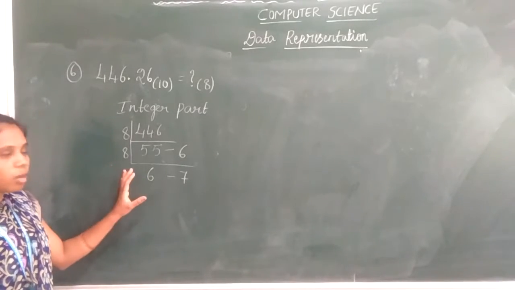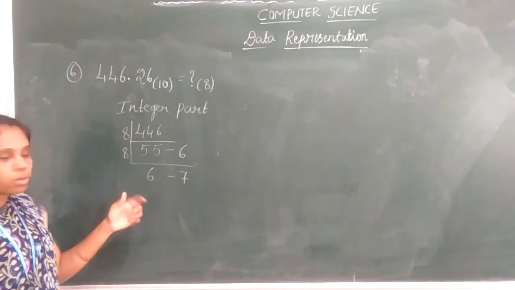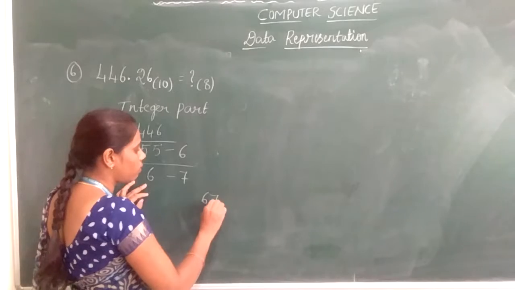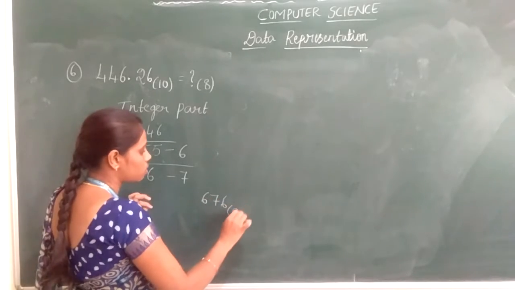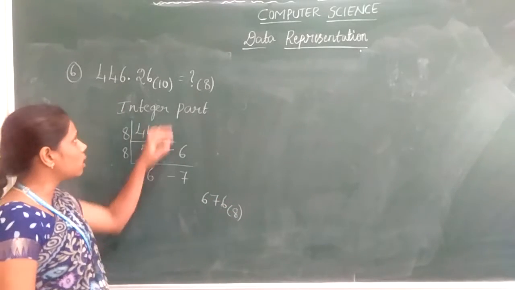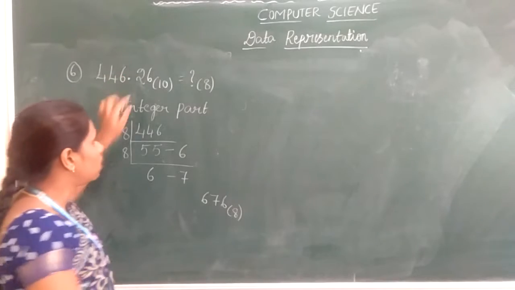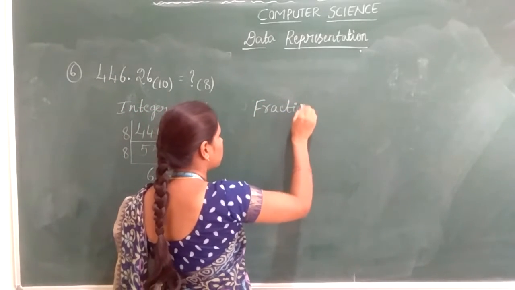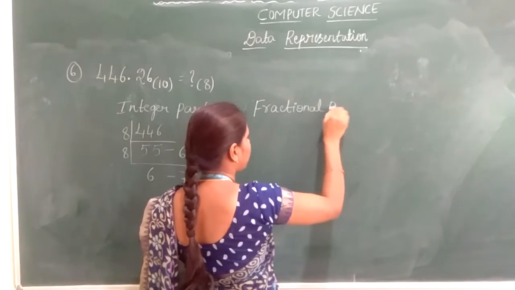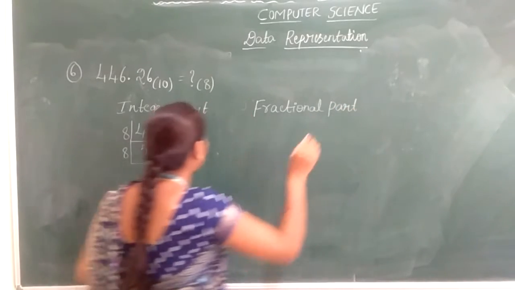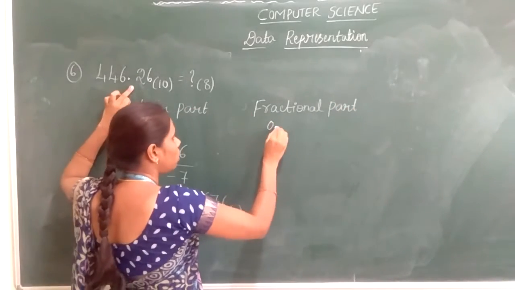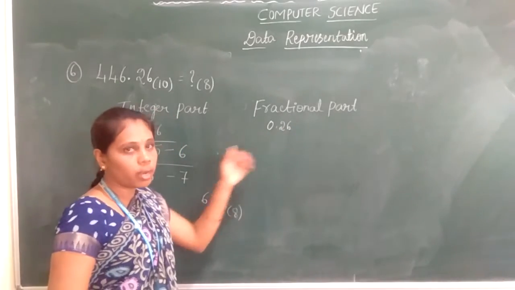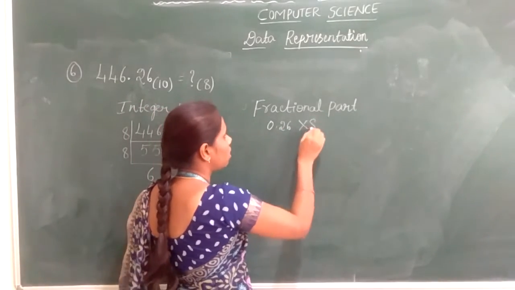Now 6 cannot be divided by 8. Now I will stop the process and take down the values from bottom to top, that is 676 base 8. Now I will consider the fractional part, that is 0.26. The fractional part should be multiplied by 8.